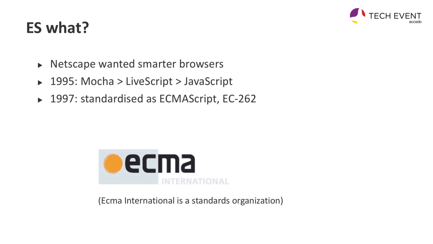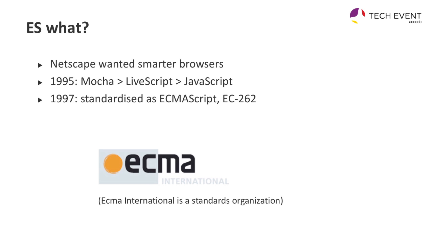The story starts in 1995. Netscape Navigator was the best browser at the time, and it was dealing with static content. And they wanted to have dynamic content as well. So they thought, let's create a scripting language that's part of the browser. And they created one. They named it Mocha. And then they renamed it to LiveScript.